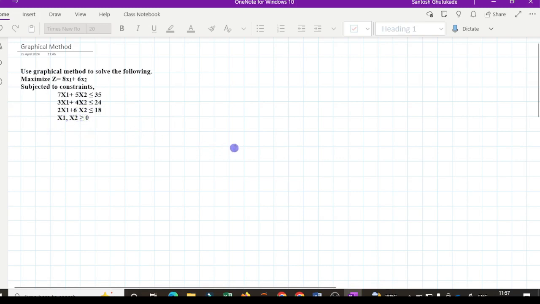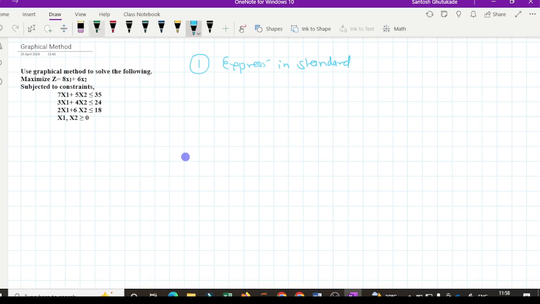So how to solve by the graphical method? We have to find out the values of x1 and x2. So how to solve this, we will see. First step is to express the problem in standard format. So what is the standard format?